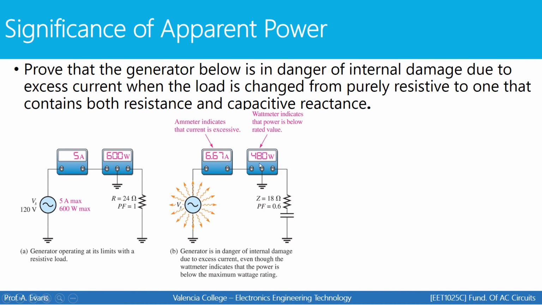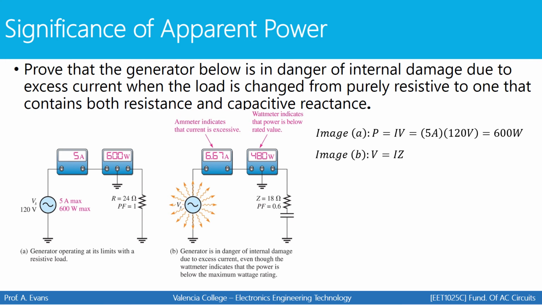But the watt meter says that the power went down. So how do I have two conflicting meters here? What caused this? And why do I need to be aware of this issue? So let's do a couple of calculations. If we look at image A, we know that power is I times V, so 5 amps times 120 volts, means you're going to have 600 watts of power.